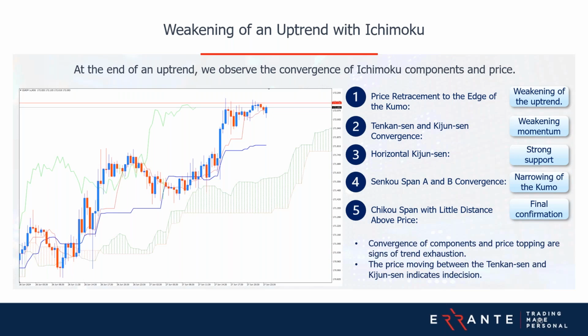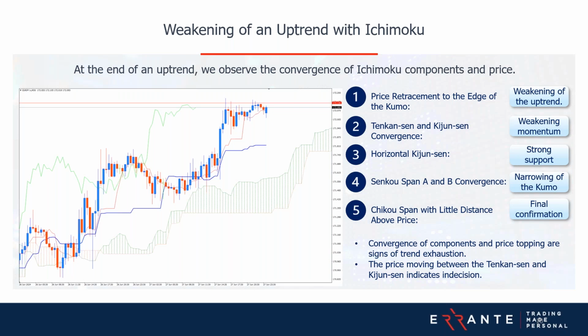So when Ichimoku components converge and the price forms a topping pattern, it's a clear sign of trend exhaustion. In that case, we are not going to buy the market until we see a clear indication of a new, let's say, accelerating positive momentum. The convergence shows a lack of directional movement, indicating that the trend may be running out of steam.